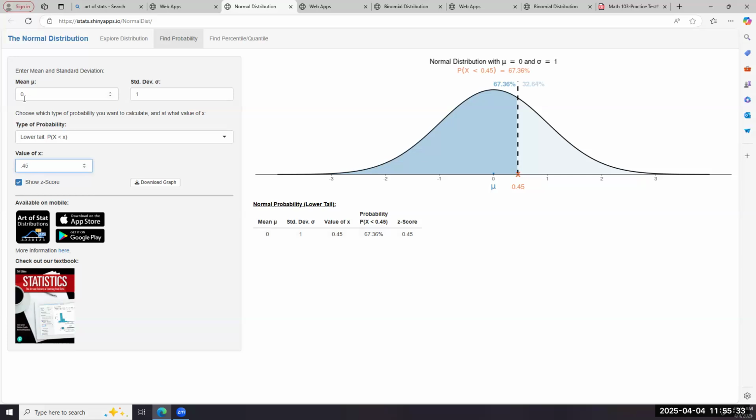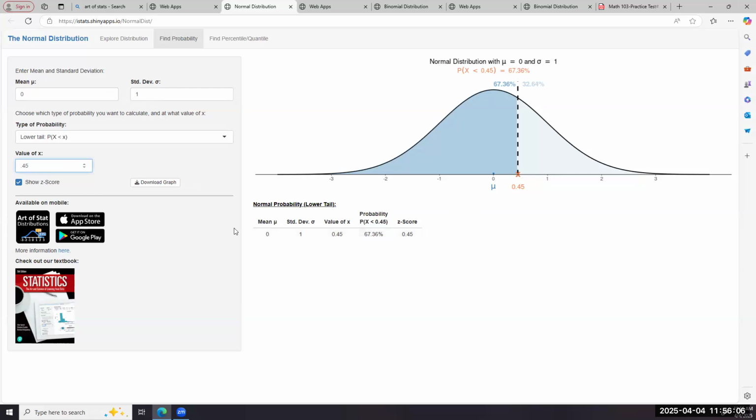That's fine because we stay with the 0, 1. When it's 0, 1, you know the origin is at 0, so your x and the z would be the same here. As you can see, the x value was 0.45. The probability of x being less than 0.45 is 67.36%, and you're done. Nice and quick to get these numbers.